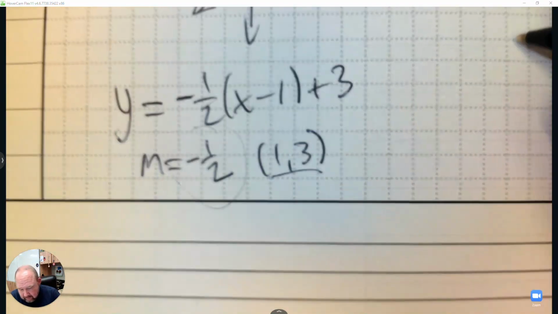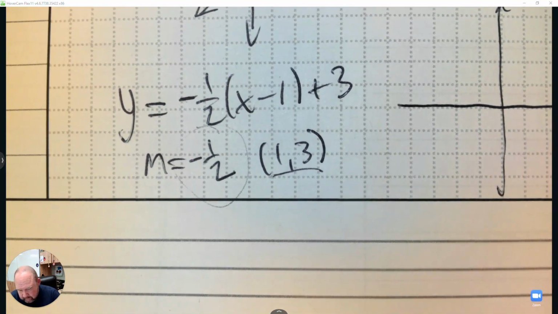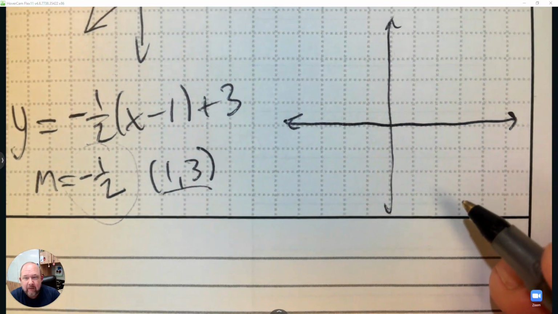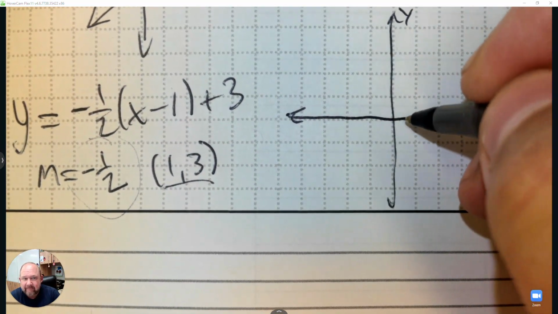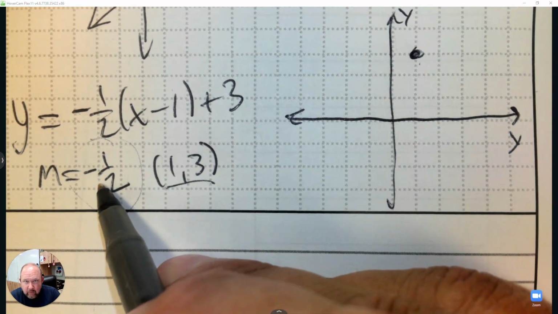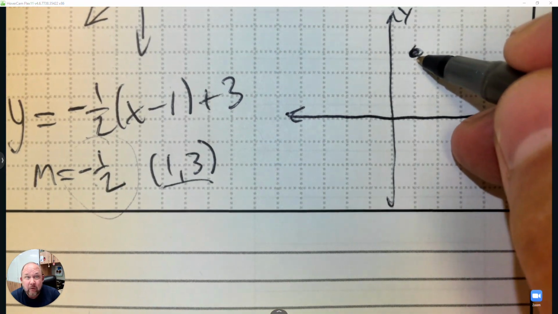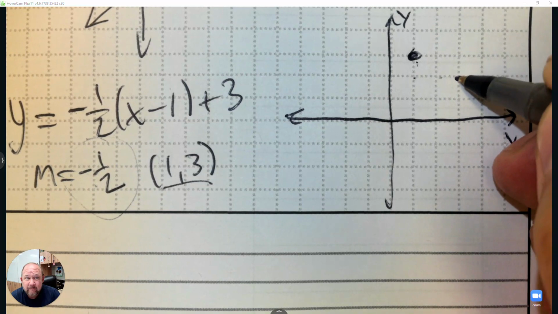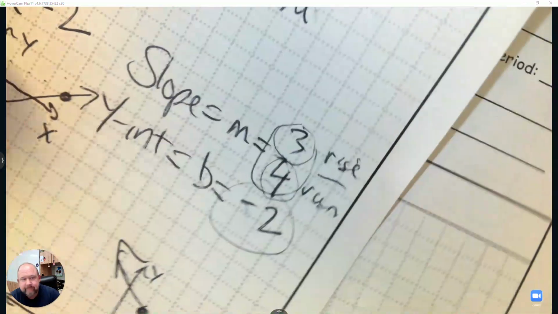slope. So here's a graph again. We're going to start with that point, which is 1, 3. So I'm going to go 1 to the right and 3 up. And then from there, what direction are we going? This tells me down 1 and to the right 2. So from here, we're going to go down 1 and to the right 2. And then we're going to draw our line, and we've done it.